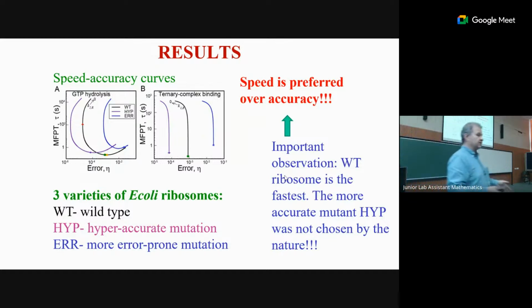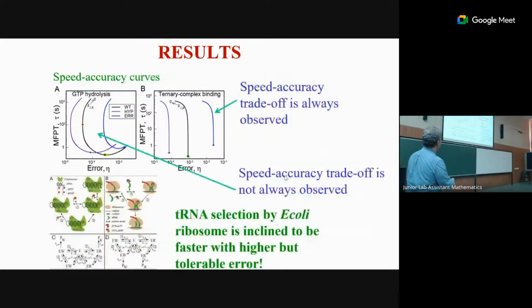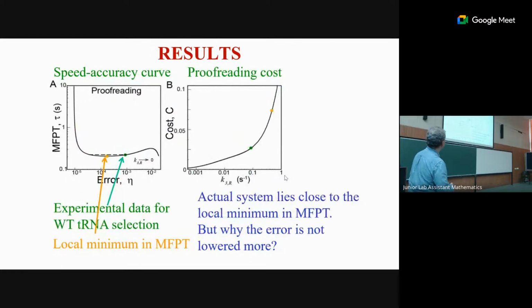You see, the wild type is the fastest one. Which means that evolution for E. coli bacteria probably tried all possible combinations, and evolution decided that it's better to have E. coli bacteria which do things fast enough, not precisely enough. Which is an interesting result. So nature didn't choose the most precise one, it chose the fastest one, as long as the error is tolerable. So it seems the tRNA selection by E. coli ribosome is inclined to be faster with higher but tolerable error.